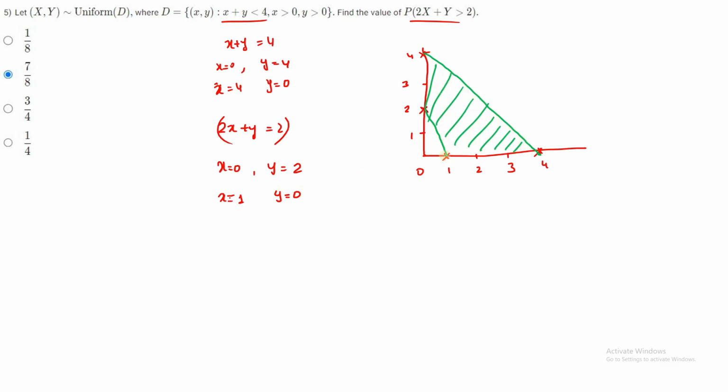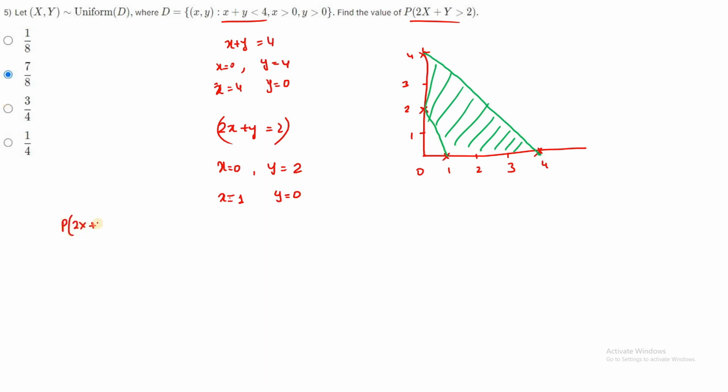To find out this particular area, this is a random quadrilateral. It will be difficult. So what shall we do? We shall calculate this particular area, and we'll subtract this particular area. So let's write it down. How do we find that?